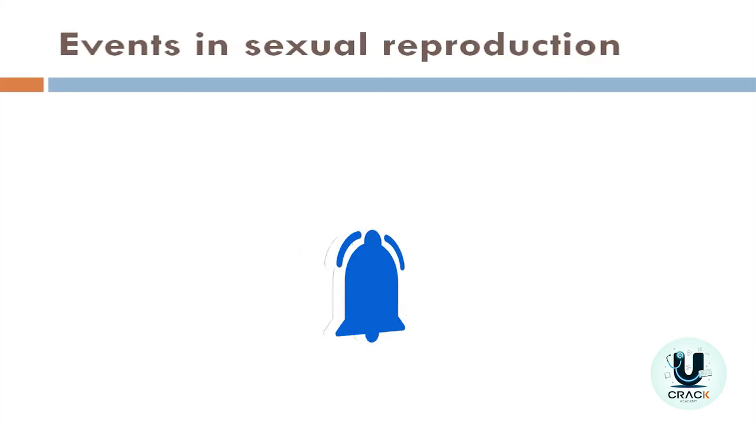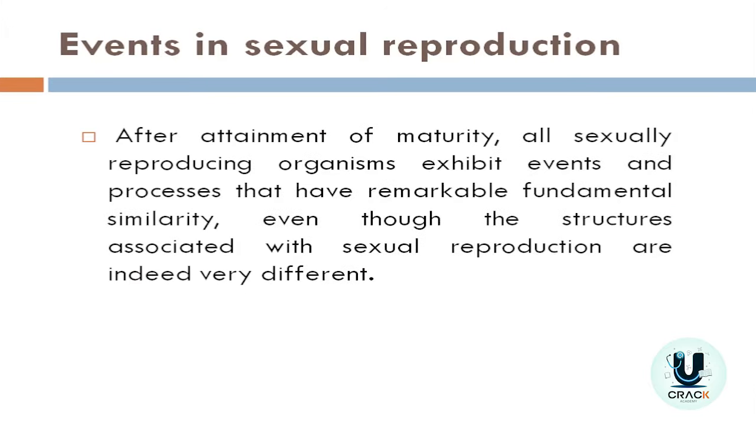Events in sexual reproduction. After attainment of maturity, all sexually reproducing organisms exhibit events and processes that have remarkable fundamental similarity, even though the structures associated with sexual reproduction are indeed very different.